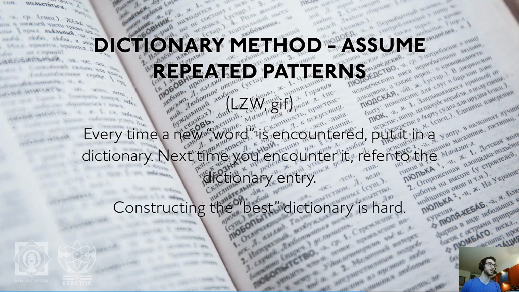But obviously, constructing the best dictionary is hard. A lot of these dictionary methods have to constantly destroy and reconstruct their dictionaries based on new probabilities. And, especially with data where you don't get these kinds of repetition, they can end up actually performing worse than just leaving files untouched.